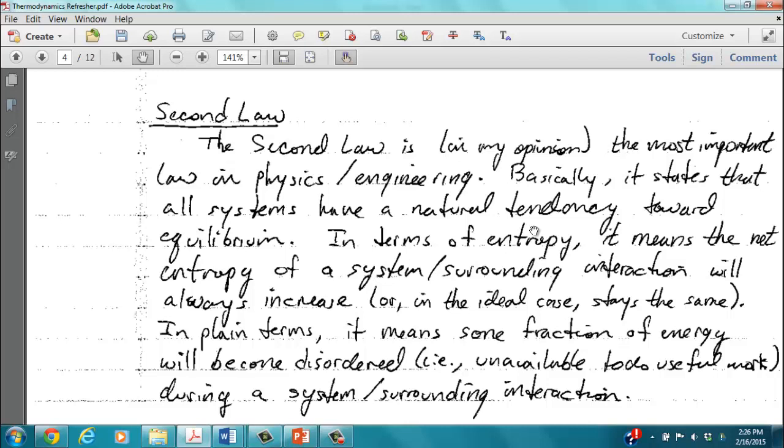So that's not why, though, I think it's one of the most important fundamental laws. The reason I think it's one of the most important laws is because it really has the overarching effect of driving our natural processes in a given direction, right?